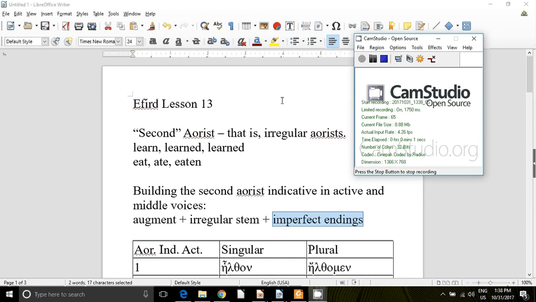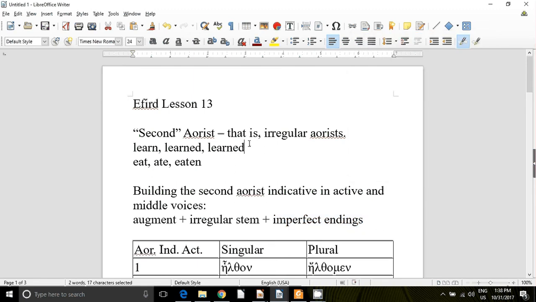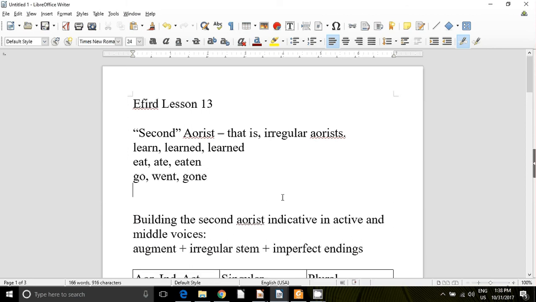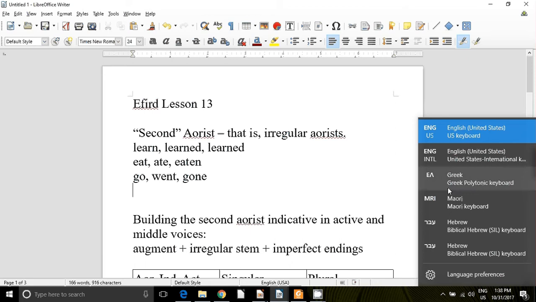Welcome back to Greek class, and we're carrying on with E13 Lesson 13, and it is an action-packed lesson. Lots of stuff going on here. We're dealing with the second aorist, that is irregular aorist, irregular verb forms. So English has a regular verb form, learn, learned, learned, and it has irregular verbs like eat, ate, eaten, or go, went, gone. So likewise, in Greek, we have verbs that are irregular.